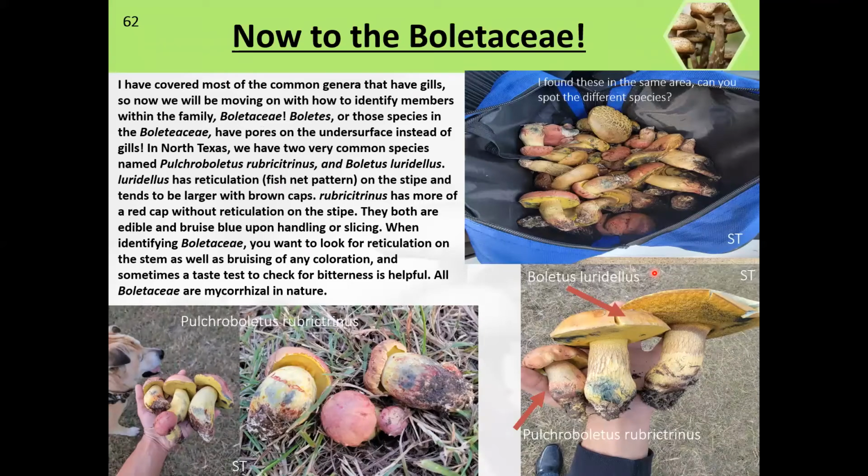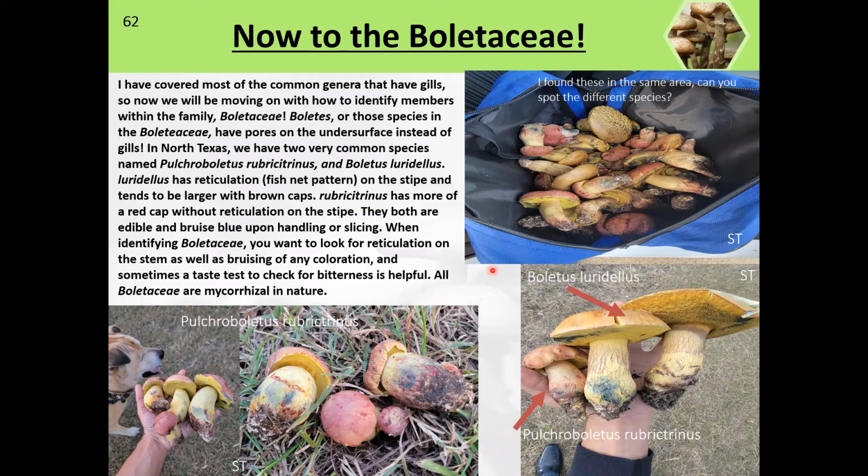And then the Boletes. So two of the main ones that we have here in North Texas, and mostly they pop up in the fall. I found these right next to each other, and they really prefer the same host tree because they're mycorrhizal in nature. They prefer live oaks.